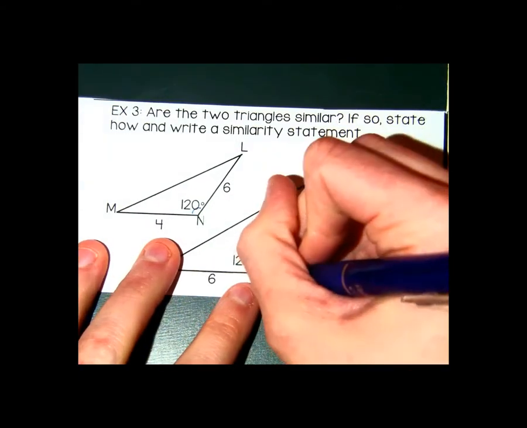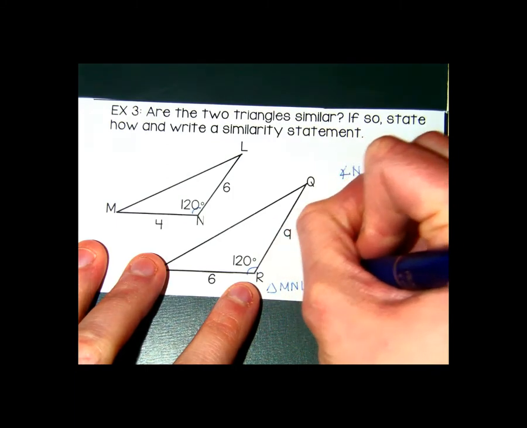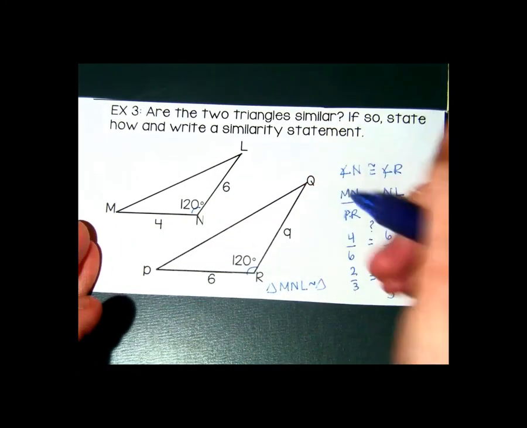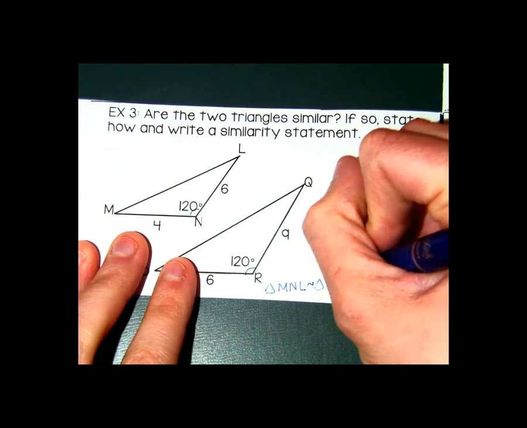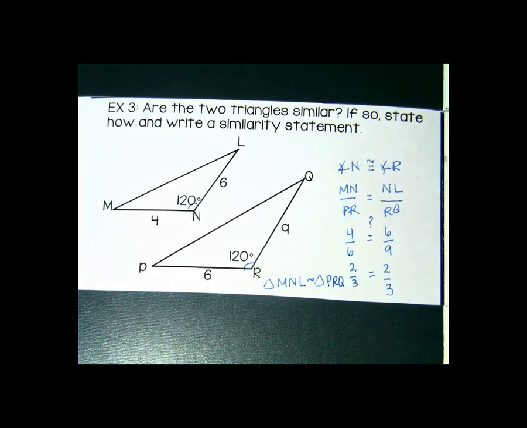So that means triangle MNL is similar to triangle PRQ. So a little different, we have to look at proportional sides instead.